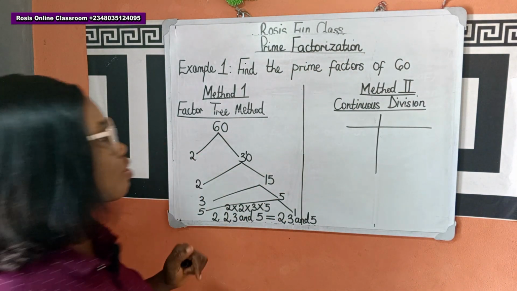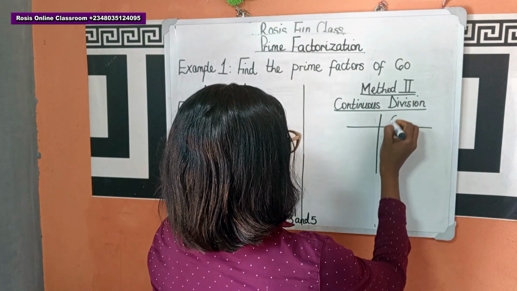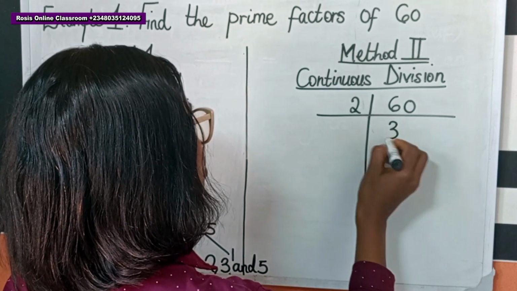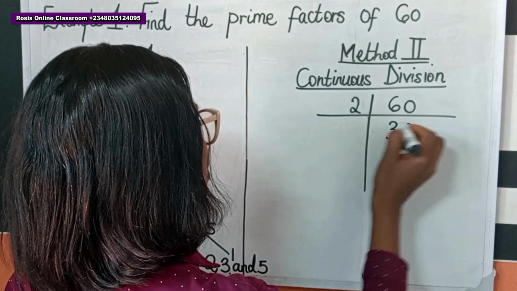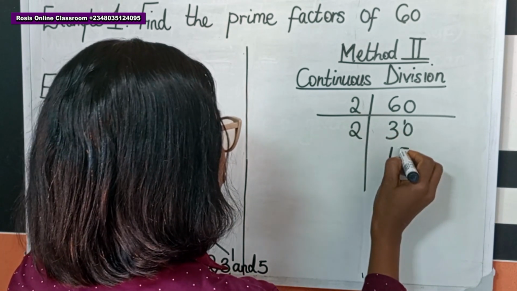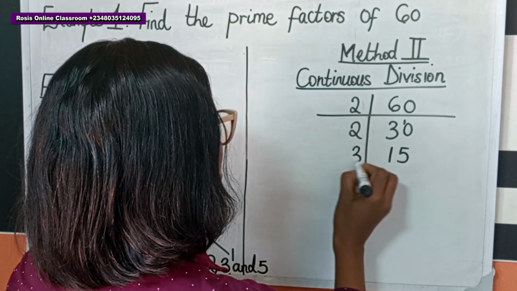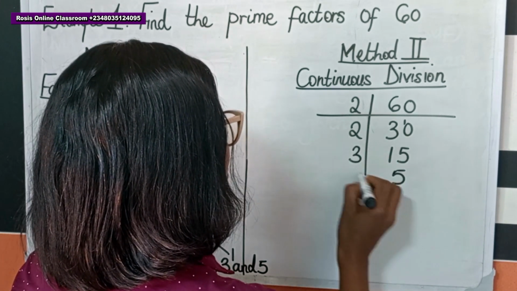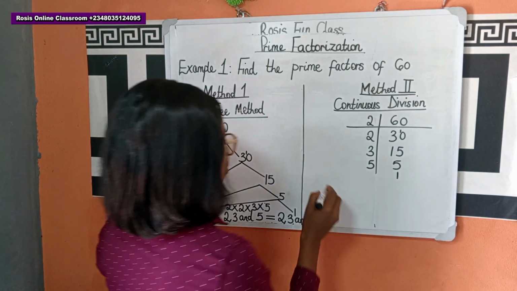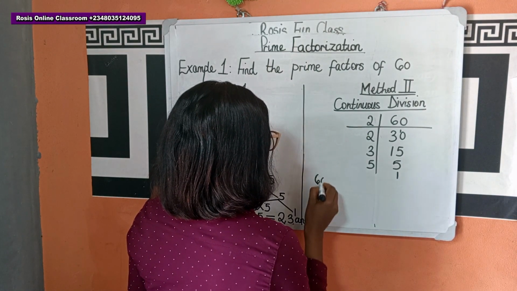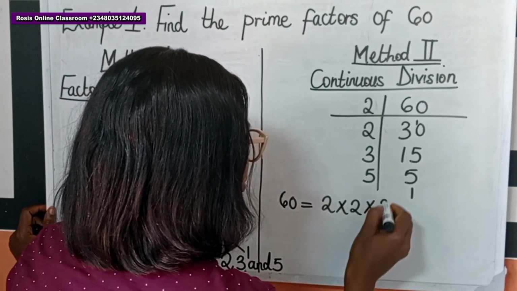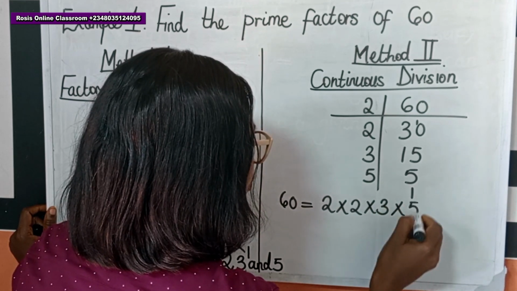Now, moving over to the continuous division method, we say 60, 2 into 6 is 3, 2 into 0 is 0, 0. 2 into 3 is 1, 2 into 10 is 5, 3 into 15 is 5, 5 into itself is 1. So, factors of 60 is equal to 2 times 2 times 3 times 5.